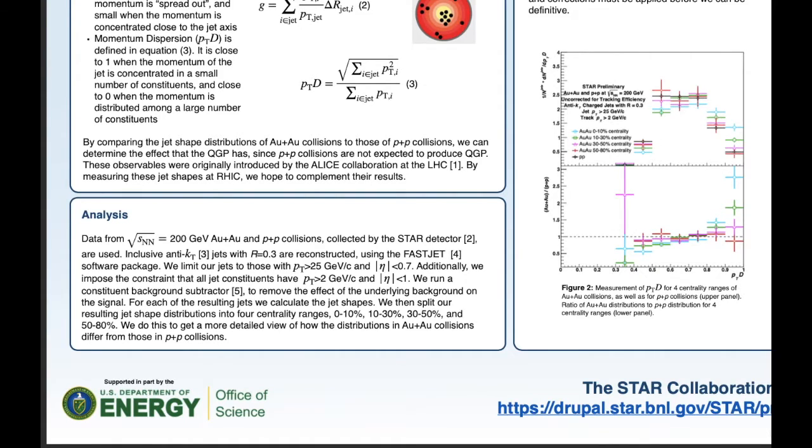We split our jet shape distribution into centrality ranges. Centrality is a measure of how head-on a collision is. The reason for doing this is that the largest amount of QGP is produced in the most central collisions and the least amount in the least central. So by looking at different centrality ranges, we get a more detailed view of how the Au+Au distributions differ from the p+p.